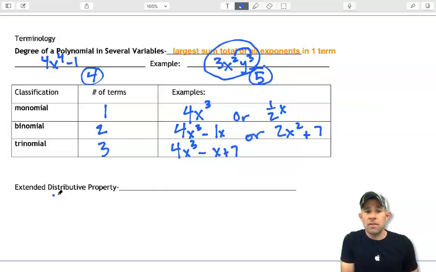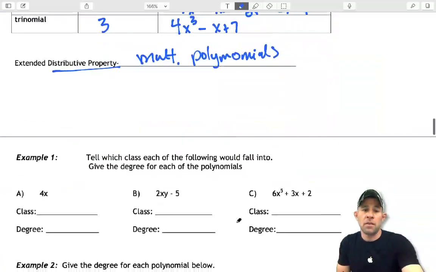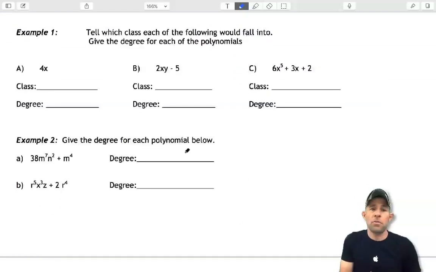Okay, the extended distributive property is simply the distributive property done over and over again. It's the way that we multiply our polynomials. Polynomials. There we go, there's a misspelling for you. So we're going to practice the extended distributive property in our examples today. Before we do that though, let's just practice classifying polynomials.